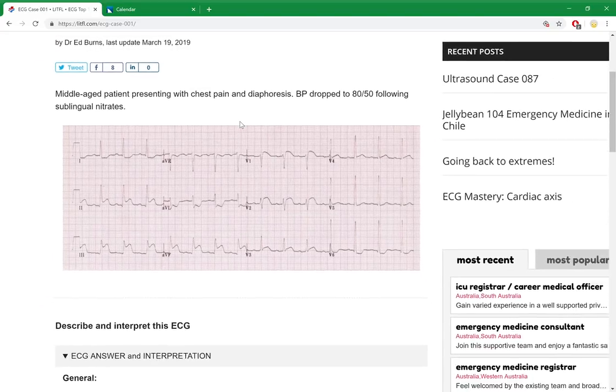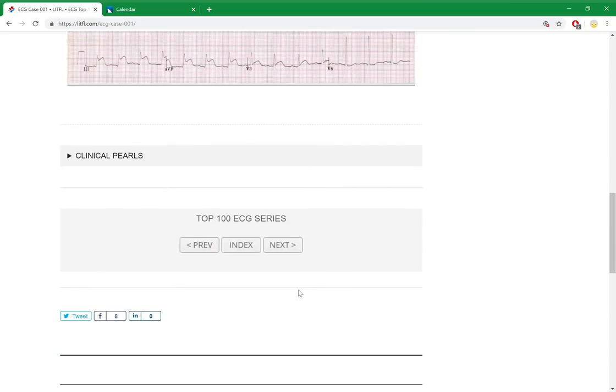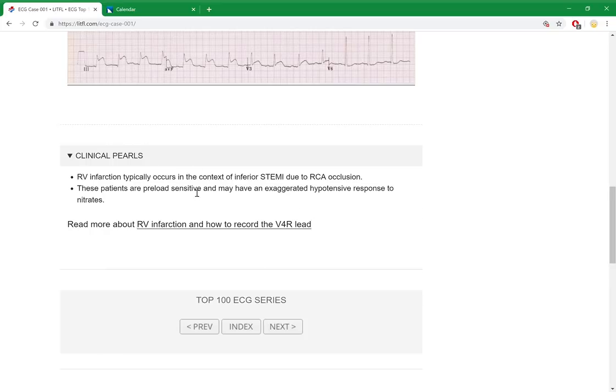So yeah, that's pretty much all we need to talk about for this one. There's more clinical pearls, which basically just say the patients are preload sensitive and may have an exaggerated hypotensive episode or response relative to nitrates.